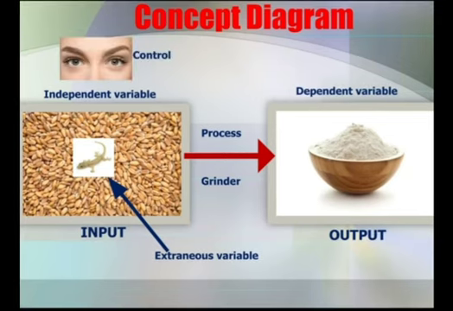This slide introduces the concept of control in research design. Control is used to manage or reduce the effect of extraneous variables. By controlling unwanted variables, researchers can obtain more accurate and reliable results. This helps in maintaining the validity of the relationship between input and output variables.